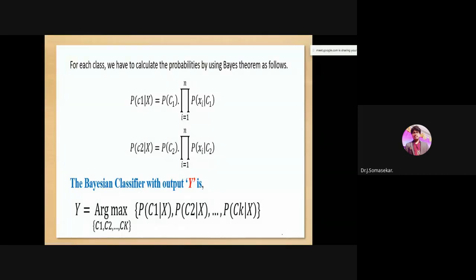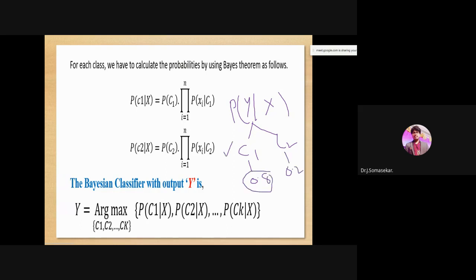Now we will see the final classifier. Finally, what we have to do is calculate P of y given x, which we derived just now. Y can be either C1, C2, etc., so we have to find the probability for C1 and C2. Let us assume C1 is 0.8 and C2 is 0.2. So the maximum probability is 0.8, and C1 is the final classification.